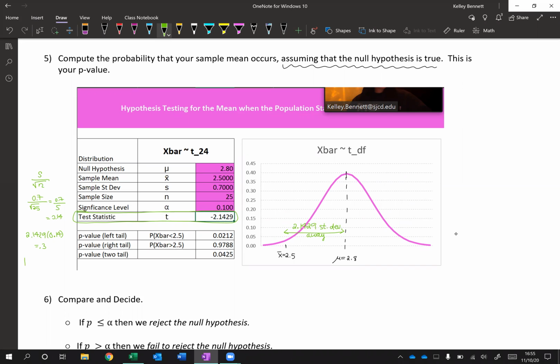Well, if I'm left by 0.3, that's going to be 2.8 minus 0.3. Guess what that is? That's 2.5. That's X bar. So that's what I mean when I say I'm 2.1429 standard deviations away and on the left. Again, it's not the sample standard deviation because that's not the standard deviation for this distribution. The standard deviation for this distribution is S over root N. It's our sampling distribution. Anyway, in case you missed that in chapter 8, good times.